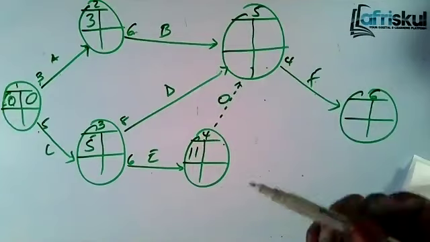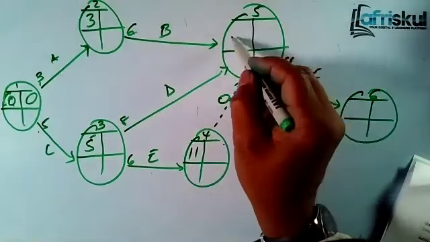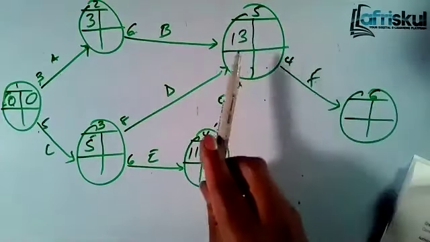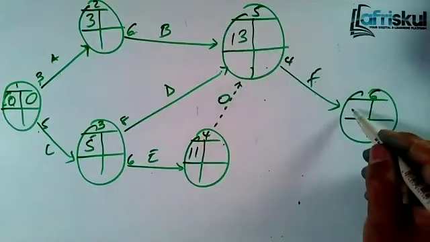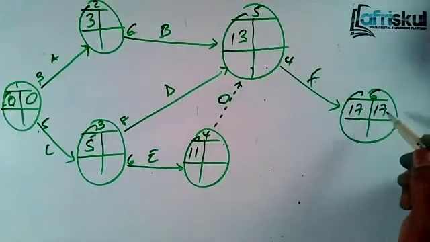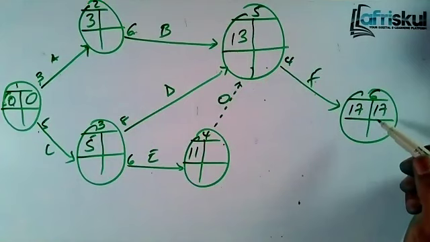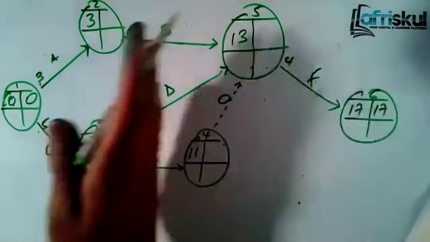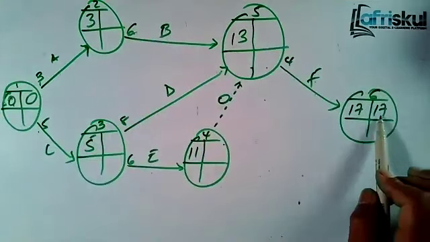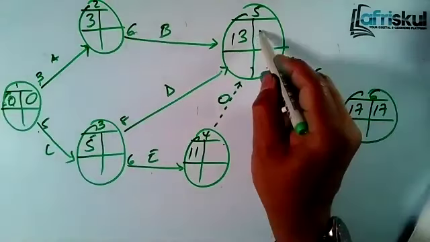Good. So this one we have said the maximum is 13. So 13 plus 4, you get 17. So this one is 17. So that means the normal completion time will be 17 days. Now let's perform the backward pass. For the backward pass, it's 17 minus 4, you'll get 13.